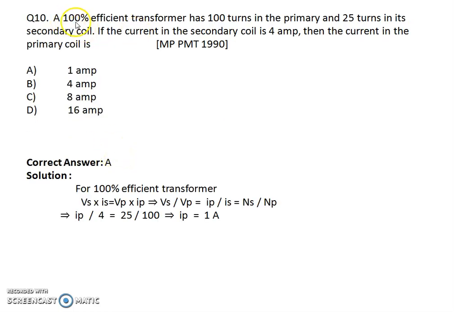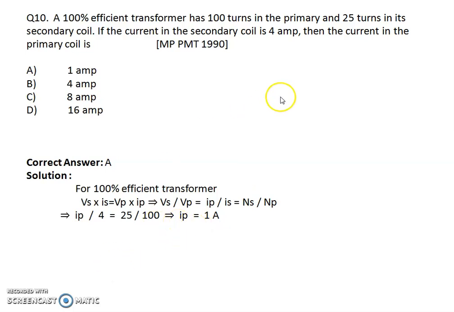Then the next question: a 100% efficient transformer has 100 turns in the primary and 25 turns in its secondary coil. If the current in the secondary coil is 4 ampere, then the current in the primary coil is. For a 100% efficient transformer, you again know that output power is exactly equal to the input power. So Vs into Is is equal to Vp into Ip, and therefore Vs upon Vp is equal to Ip upon Is, which is equal to Ns upon Np. If we substitute this, we get Ip upon 4 is equal to 25 divided by 100. So we get Ip is equal to 1 ampere.